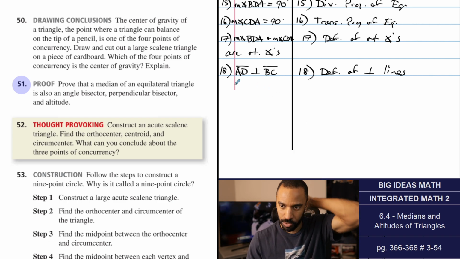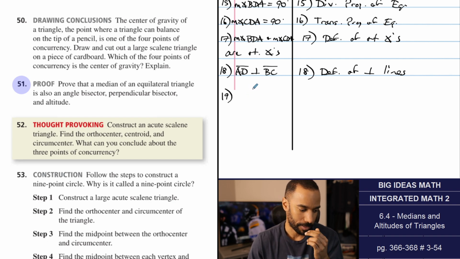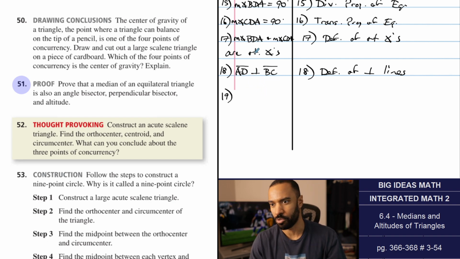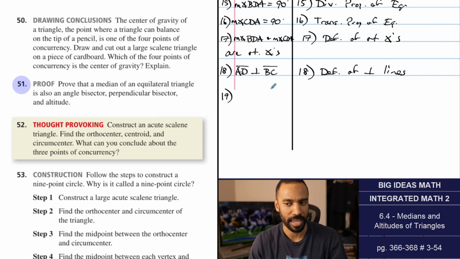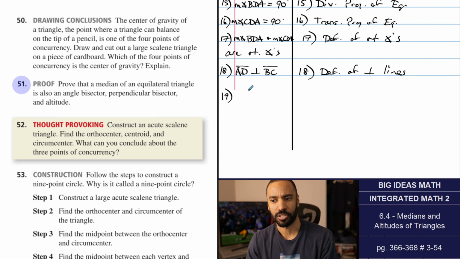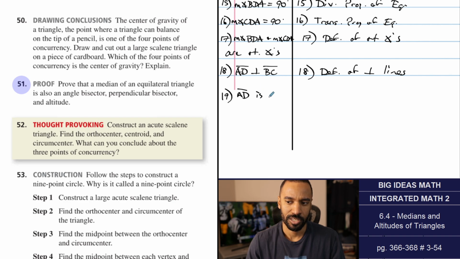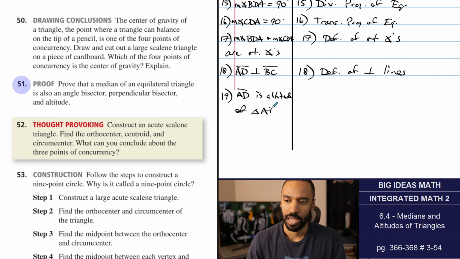We can do the altitude. That's what an altitude does. It's something that's perpendicular. You probably could have done it from 17. I'm not sure, but 18 is needed for perpendicular bisector. Oh, I didn't mention bisector yet either. AD is altitude of triangle ABC by definition of altitude.